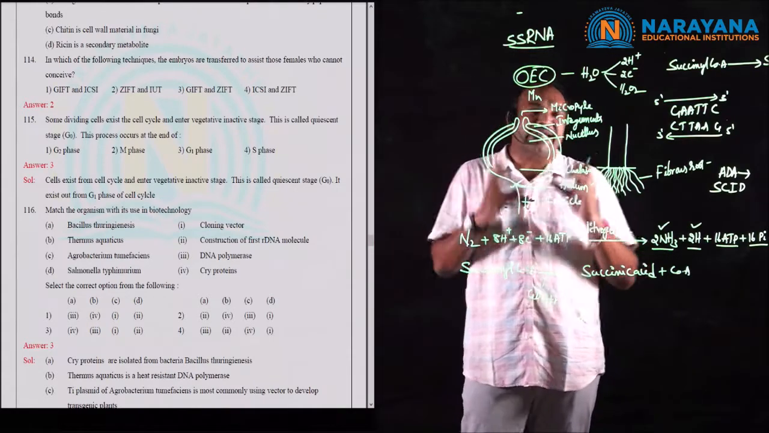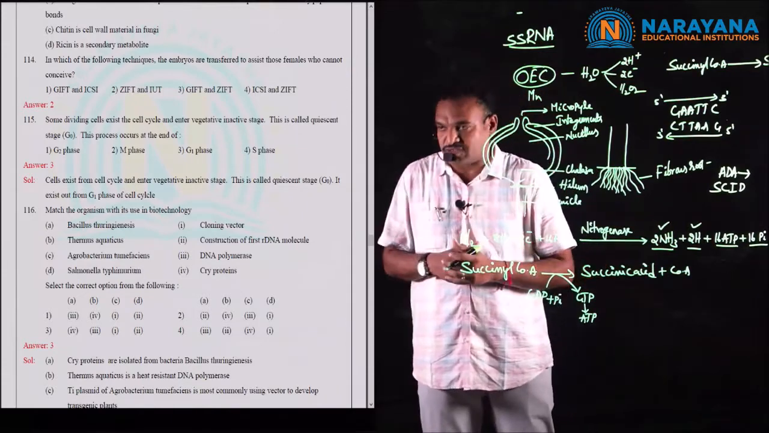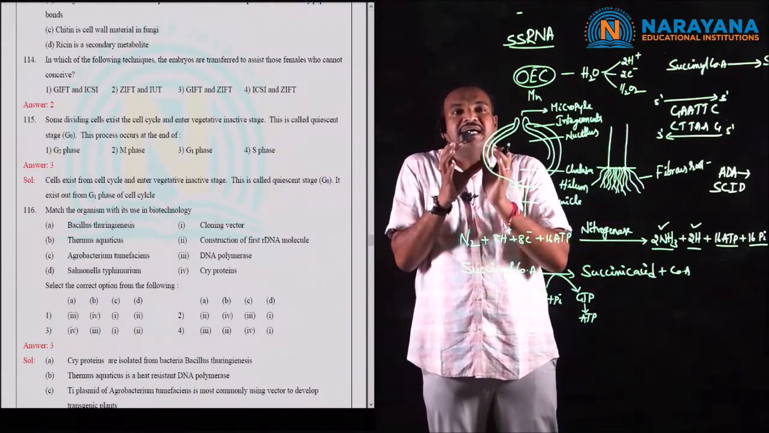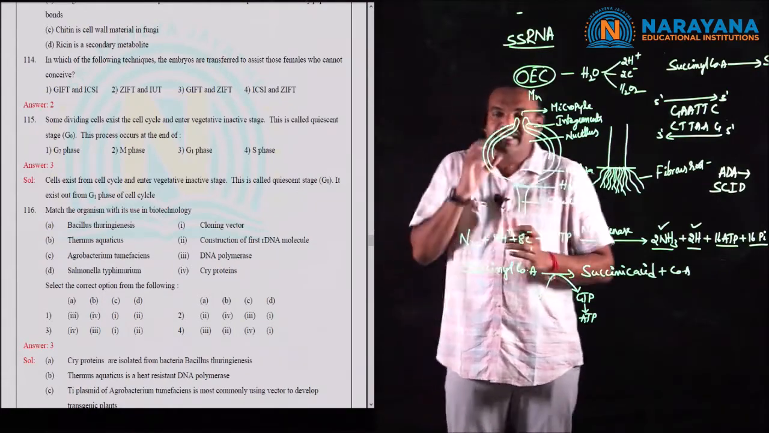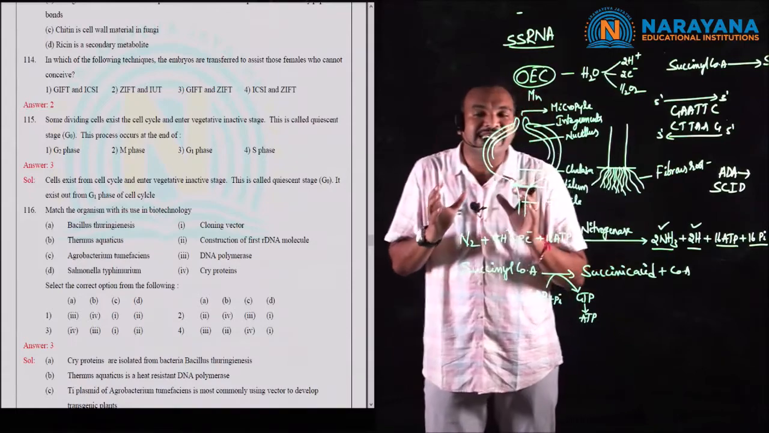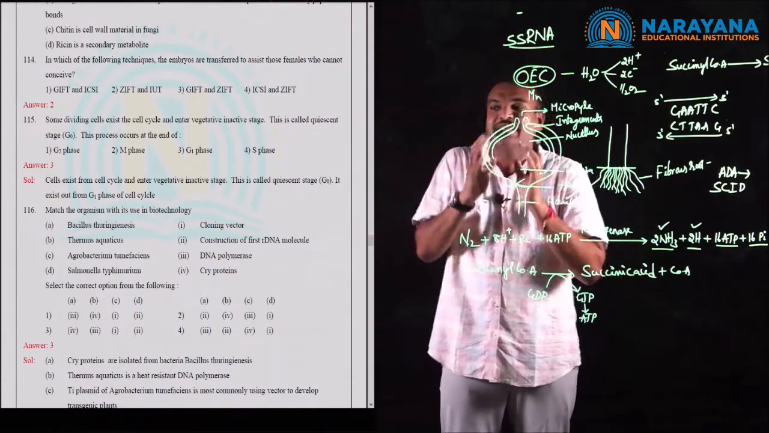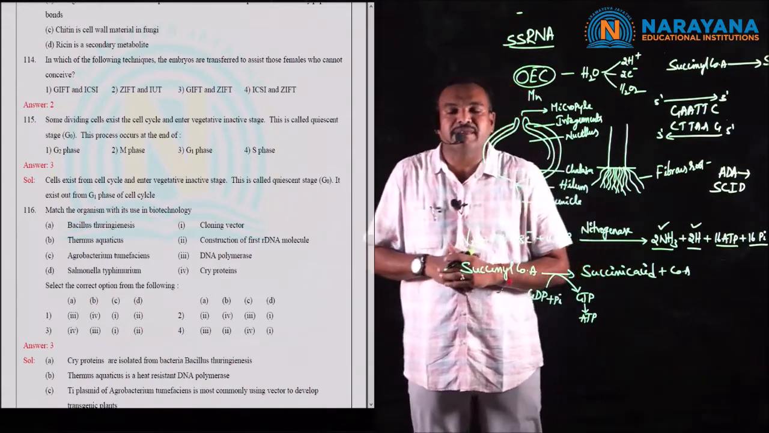Students, this is a very interesting question. Last year also they gave this kind of question: in the G0 stage, what is the condition of the cell? In the G0 stage, the cell cycle is suspended. That means the cell division process is suspended, and the cell is active in metabolism.